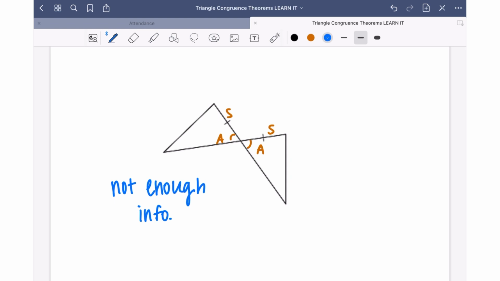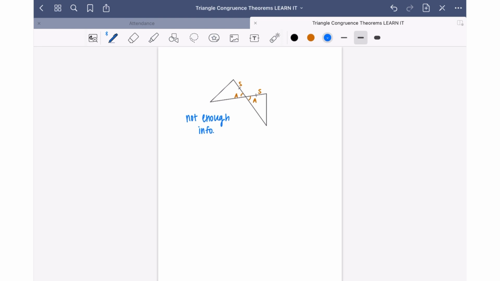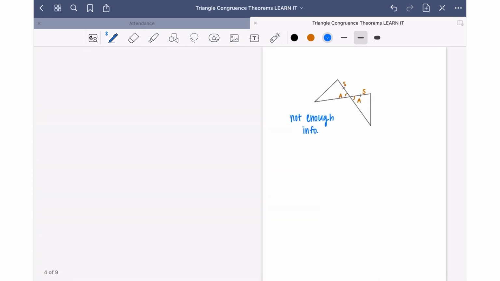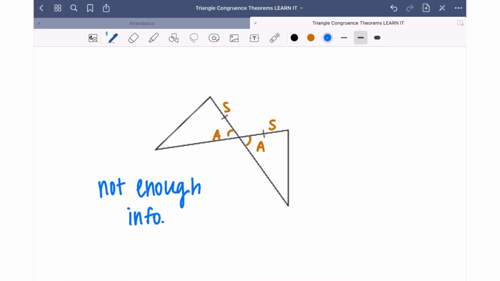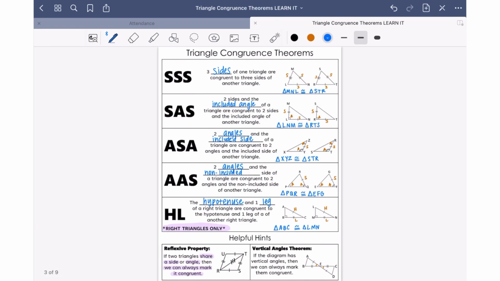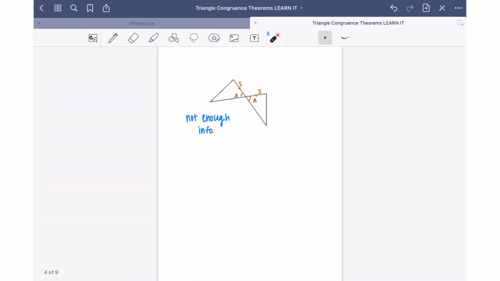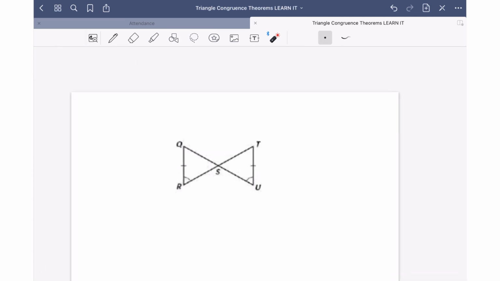What would we need to prove this correct, though? What do you think? We could have had something given to us that would have allowed us to use one of the theorems because we have a side and an angle, right? So we could have used side angle side if they would have given us another side. We could have used angle side angle, or we could have used angle angle side, but they didn't give us enough information, so we can't. Let's look at this one.